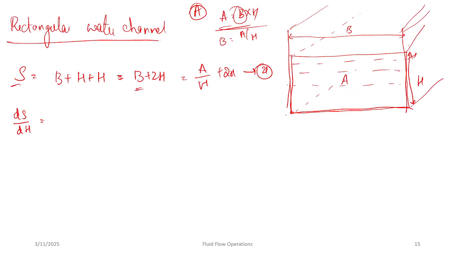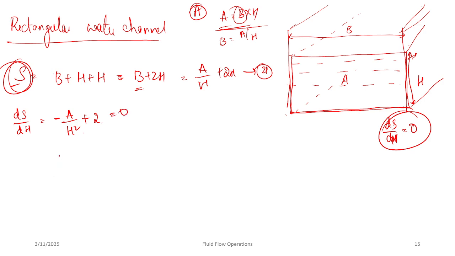Okay. So now if you take the differential of S with respect to H, you get minus A by H square plus 2. If the value of S, the wetted perimeter, should be minimum, what should be the value of dS by dH? It should be equal to 0, right? For a parameter to be maximum or minimum, its differential should be 0. So just equate this to 0 and you will get the value of A. That implies A will be 2H square. That is equation number 22.